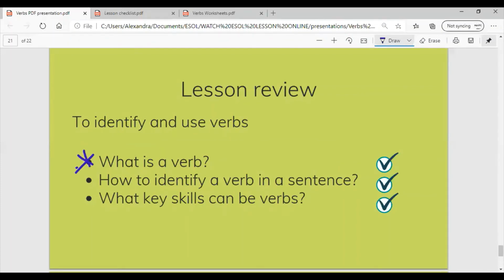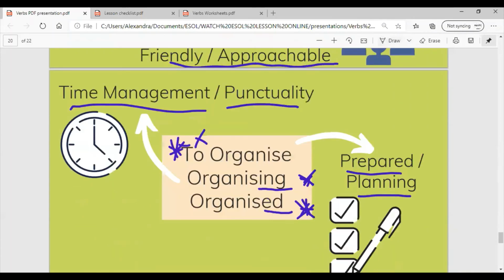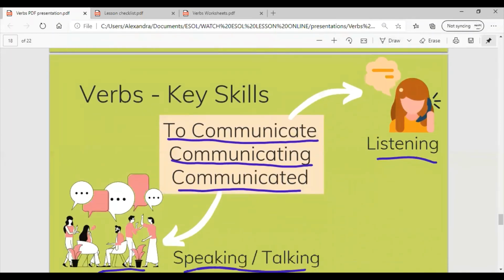So we revised what a verb is, and we've looked at the verb in sentences. So we've tried to work out where a verb comes in a sentence. So if you remember, if you look for that ed, that ing, that's one quick way to finding a verb in a sentence. And then we've also considered what key skills can be verbs. So communicating is a key skill, but it is also a verb. Being able to communicate, that is a verb in a sentence.